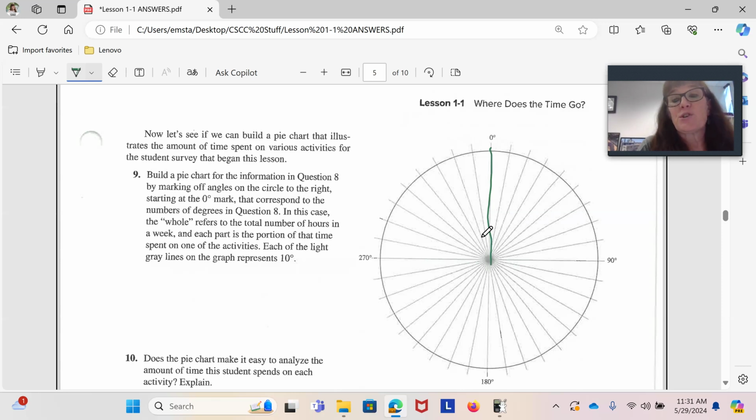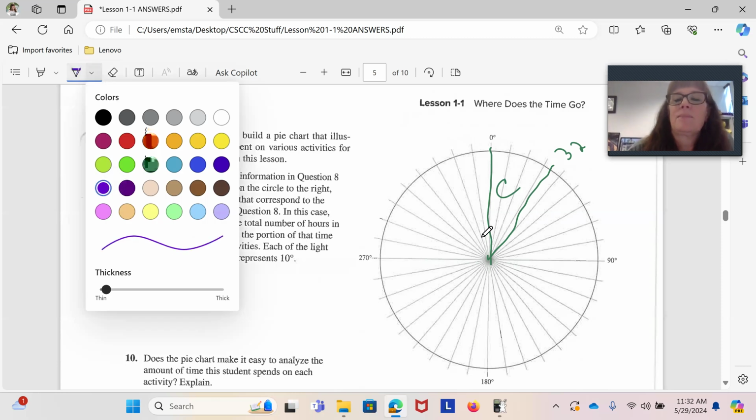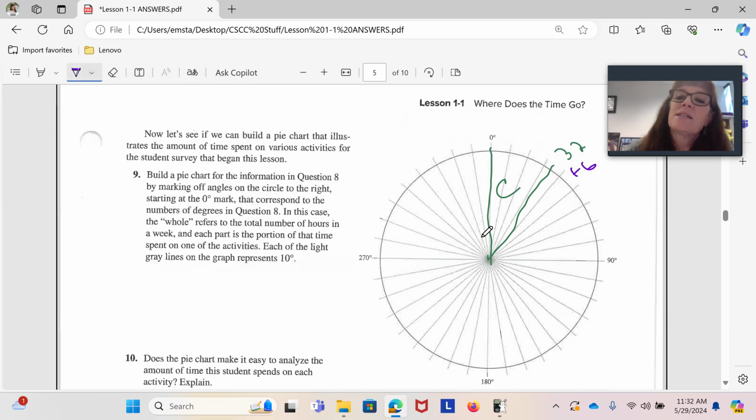We know that class was 32 degrees, so I'm going to start at 0 and count 10, 20, 30, and go a little bit past 30, and that's 32. And that is our classwork. I'm going to get a different color out here. We know that homework was 68 degrees, so I'm going to add 68 to 32, which gives me 100. So that's an easier one for me to graph. It's one line past 90. And that was my homework time.